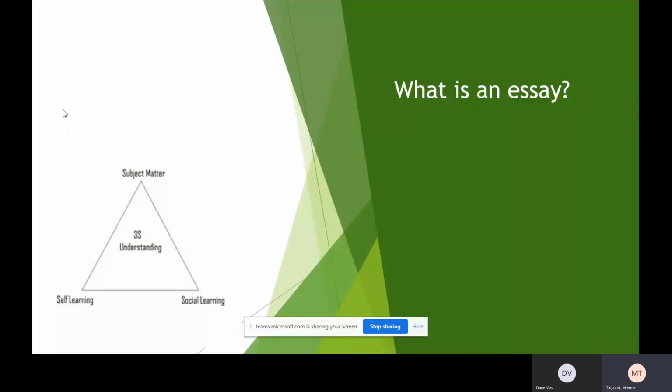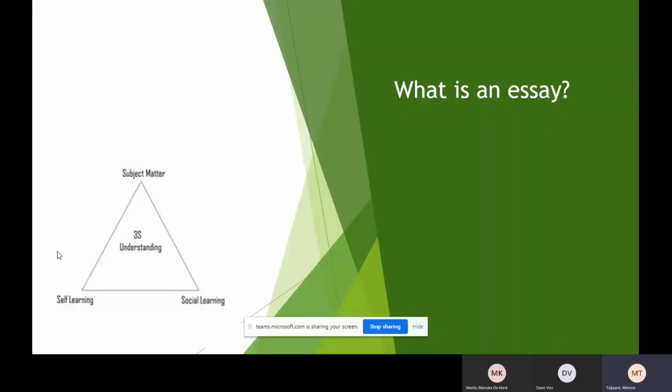The question is, what is an essay? An essay usually has a subject matter, and by self-learning indicates that for some information you take responsibility. Either you find it in your study guides or you find it from other sources, which you need to acknowledge.